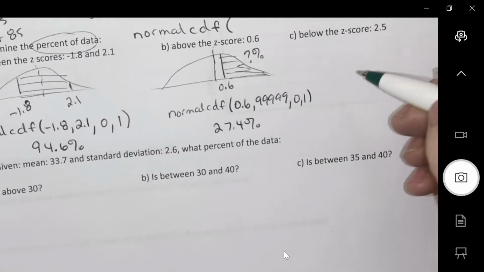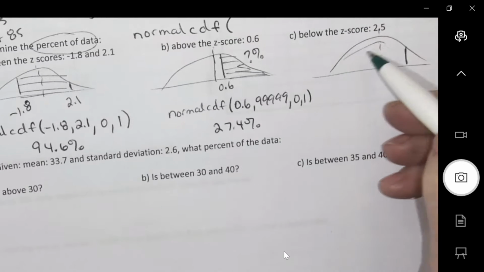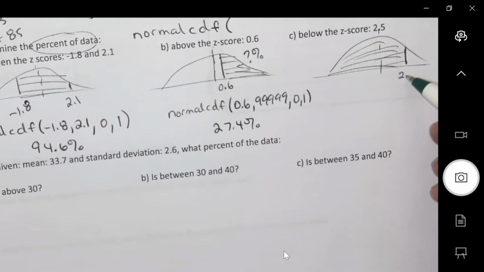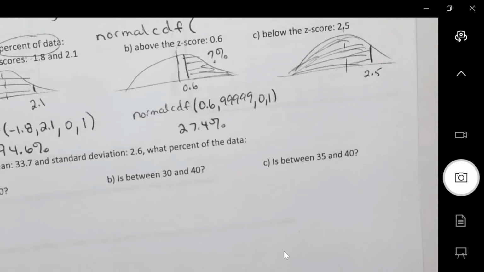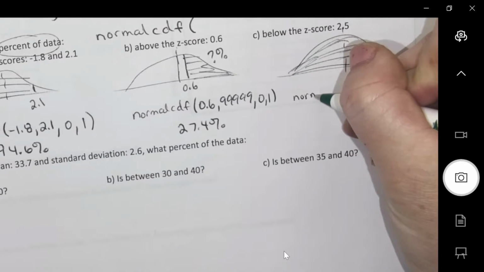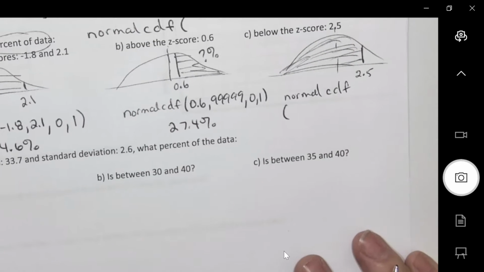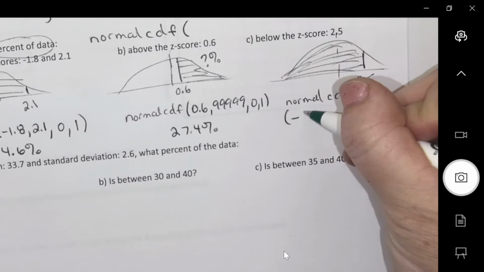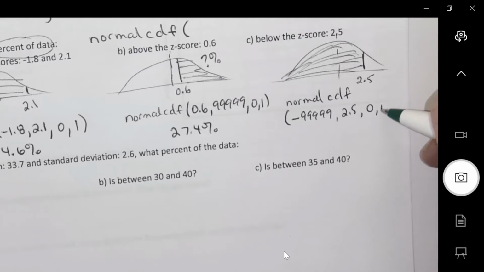Okay, the last one, below a 2.5. So this is what that would look like, below a 2.5. Okay, so the things that I'm going to type, left is -999s, all the way to 2.5, 0, 1.